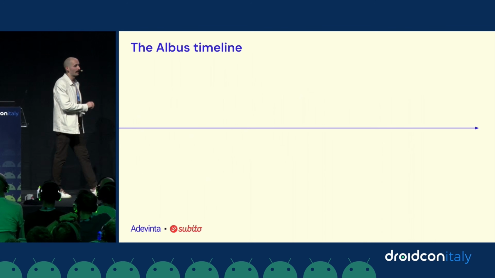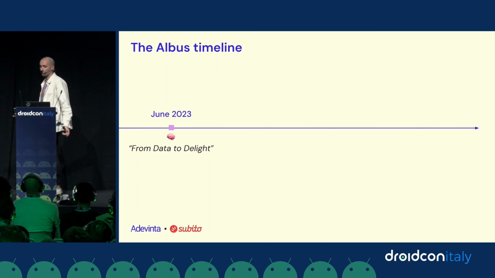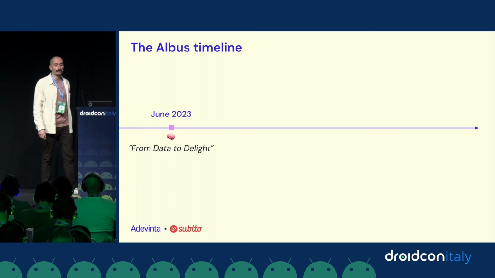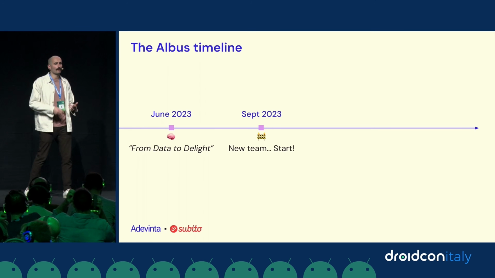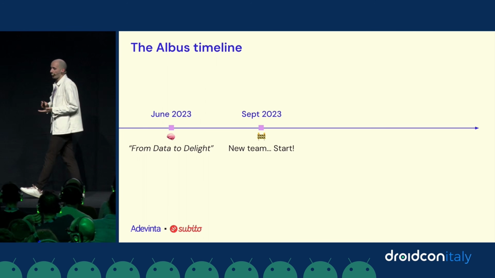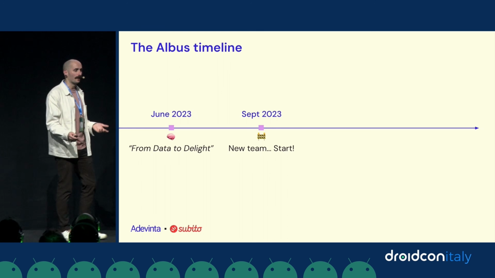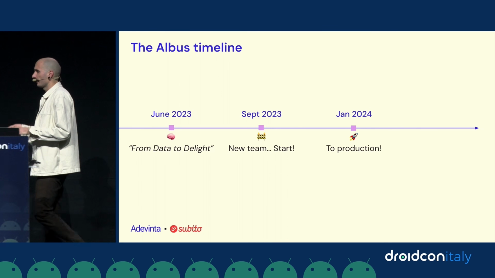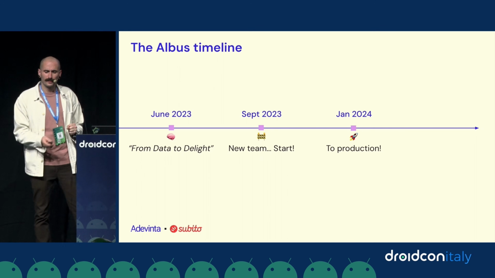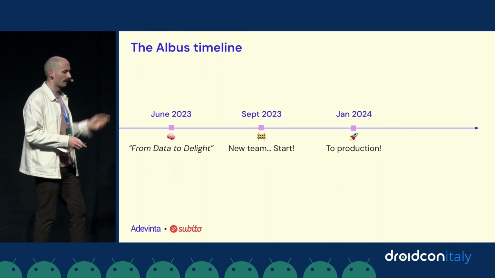This is the timeline of everything from the event of the hackathon, which was in June 2023, called From Data to Delight. Since we work in quarters, we had to wait up to the next quarter to form the new team and start working. It took about 5-6 months to produce it, complete it, and ship it.